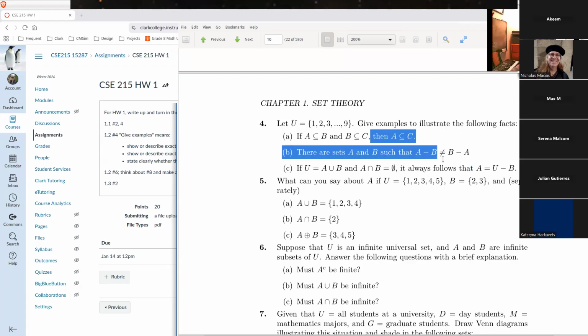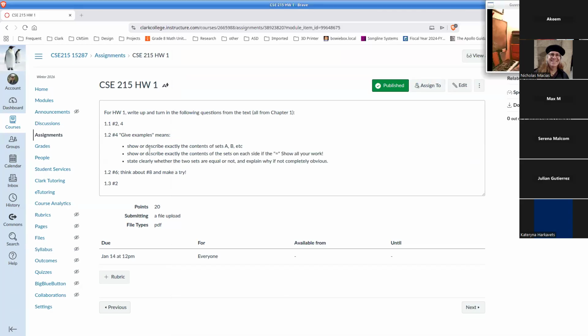So the point of this is just getting you some practice with these facts about sets and set operations by picking particular sets and actually working through what these statements say. So I tried to explain that in here. Give an example means show or describe exactly the contents of the sets, show what's on each side of the equal sign, and state whether the two sides are the same or not.